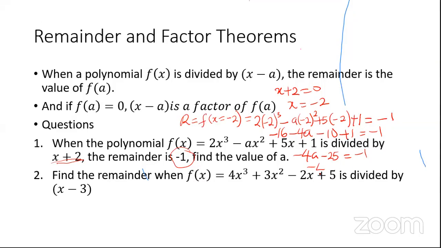So minus 4a will be equal to minus 1 plus 25. Minus 4a will be equal to plus 24. Divide both sides by minus 4. Minus 4a over minus 4 equals 24 over minus 4, and our a will be equal to minus 6. So a is equal to minus 6.